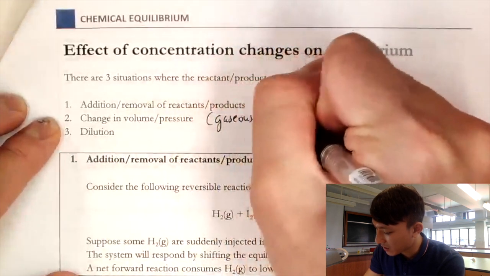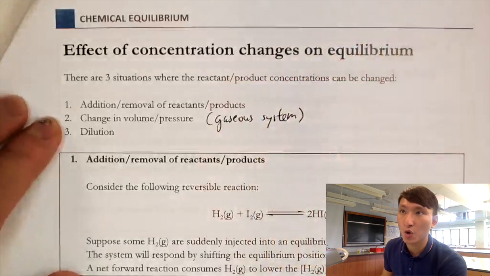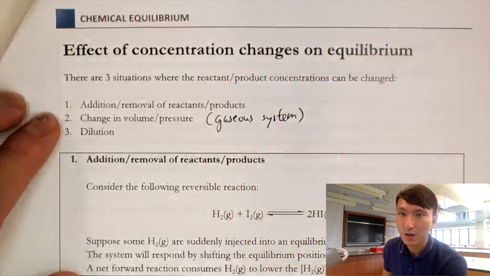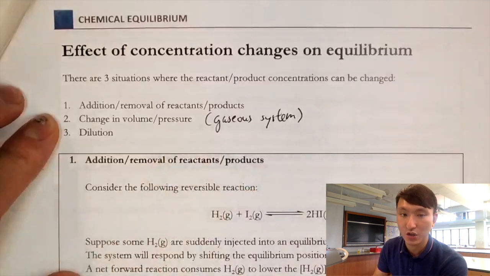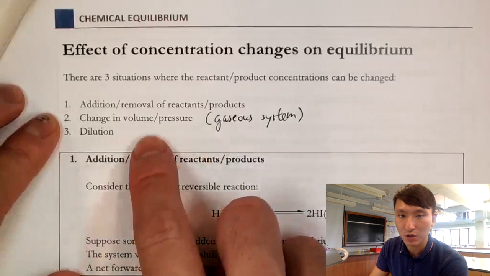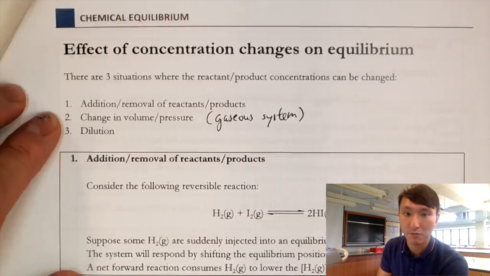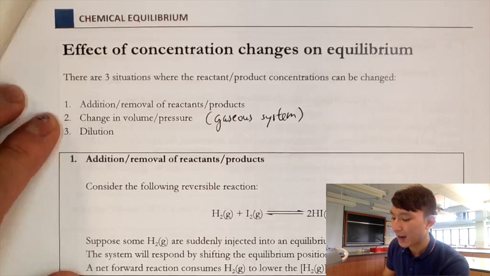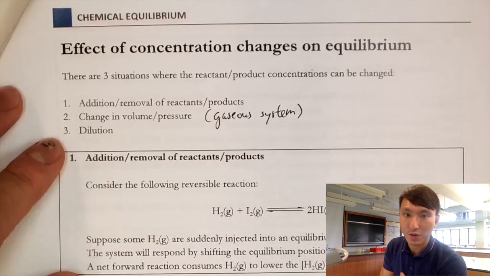Because in a gaseous system, we don't have a solvent, we don't have water, right? So when we look at the concentration of gas, usually we can look at the pressure. So the higher the concentration, the higher the pressure. Okay. By changing the volume, it can also affect the pressure. Okay, because with a smaller container, you will have a higher pressure, right? So the second one is mostly concerning gas, and the third one of course deals with aqueous solution.